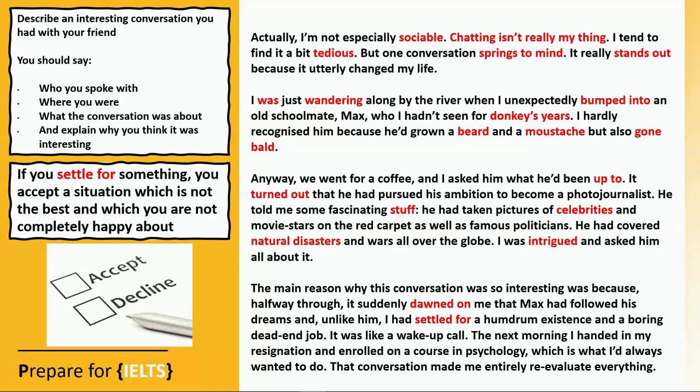And again, to settle for something and dawn on are other examples of these great two-part verbs that the examiners love. Some of them are phrasal verbs, some of them are prepositional verbs. It doesn't really matter. The examiner will be very impressed if you use them.